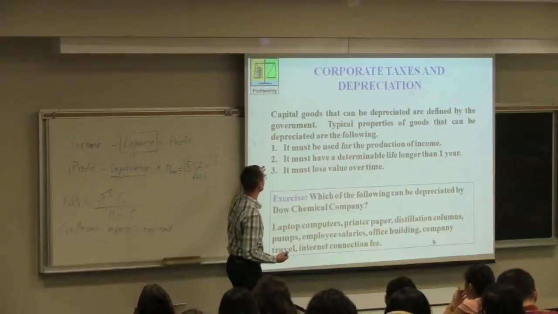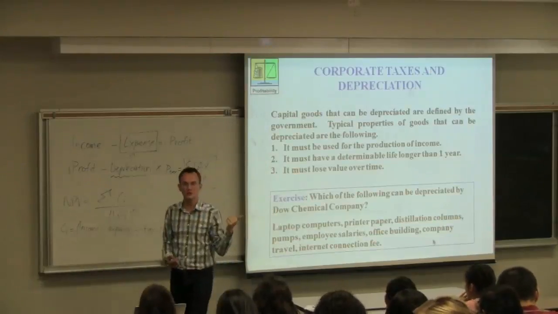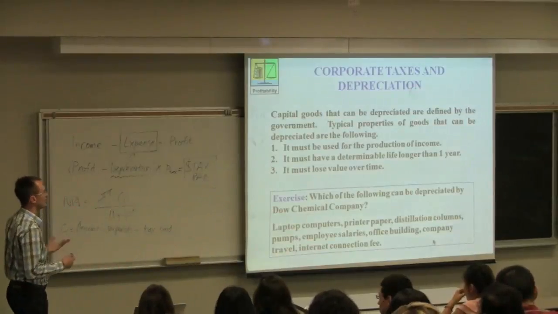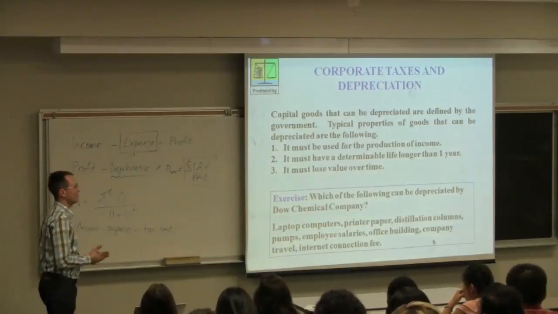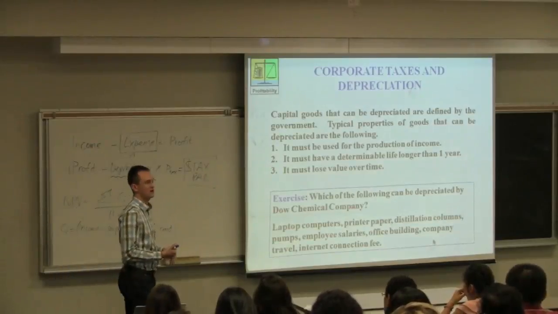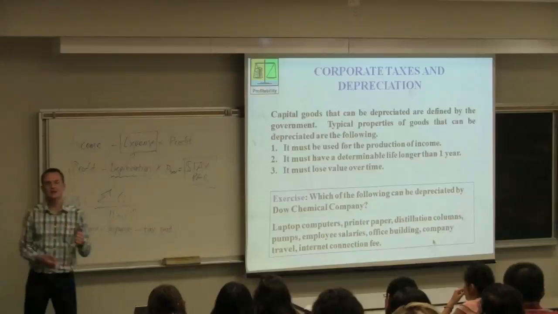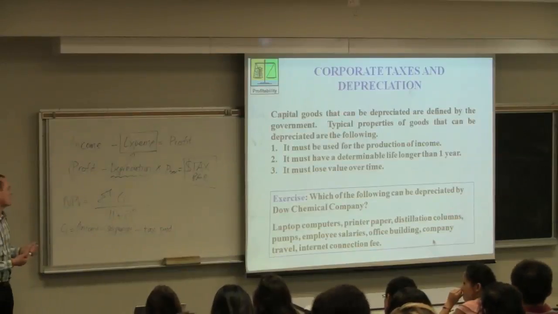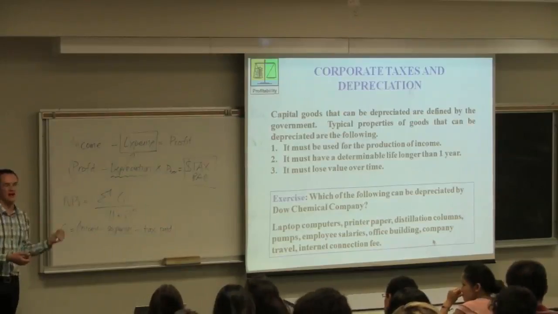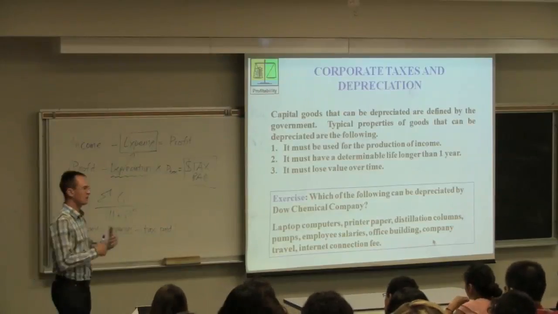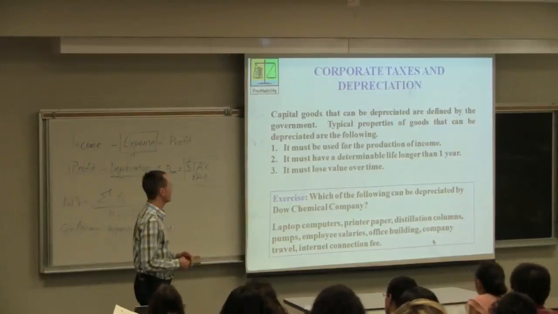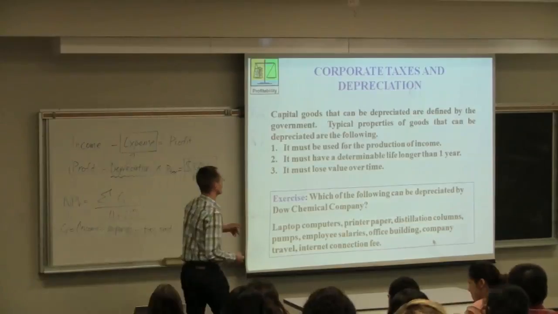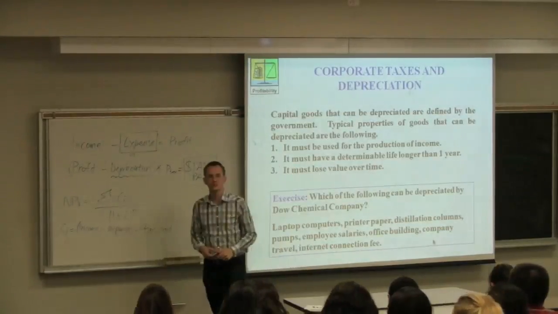the following characteristics. It must be used to produce income, so the company must purchase this device with a plan of using it to generate some form of income. It must have a life greater than a year, and it must lose value over time. One thing that cannot be depreciated is land. Physical land that you purchase to build your factory or your manufacturing site cannot be depreciated over time because it does not lose value over time.